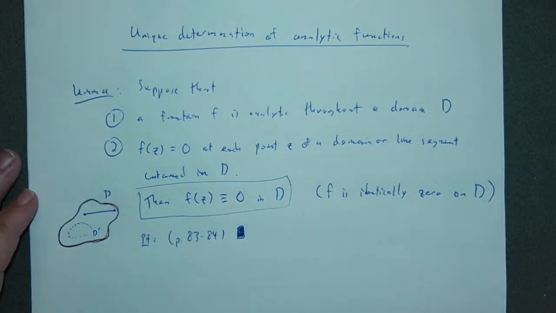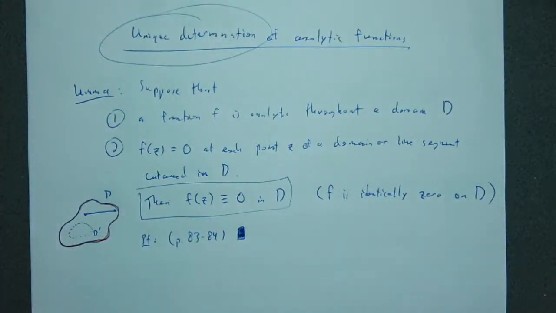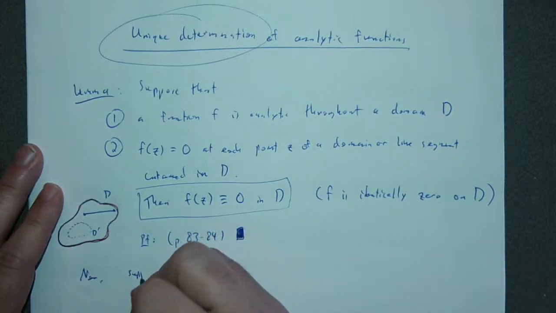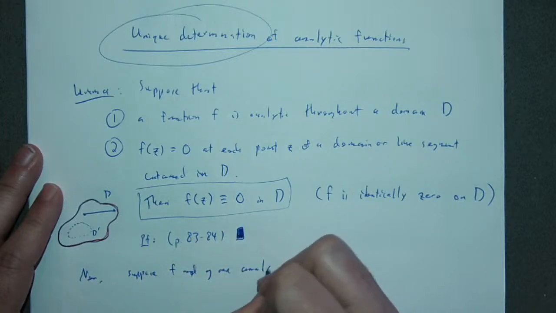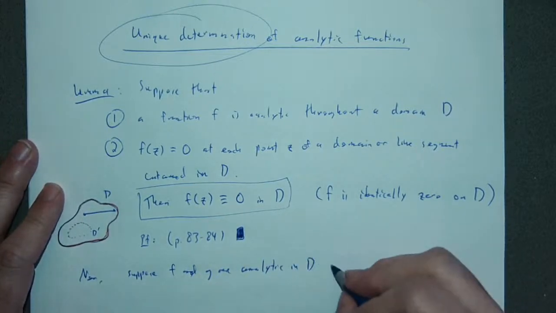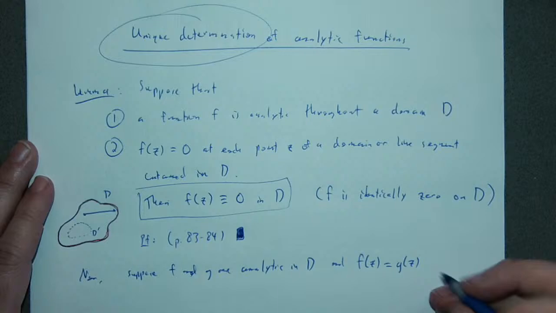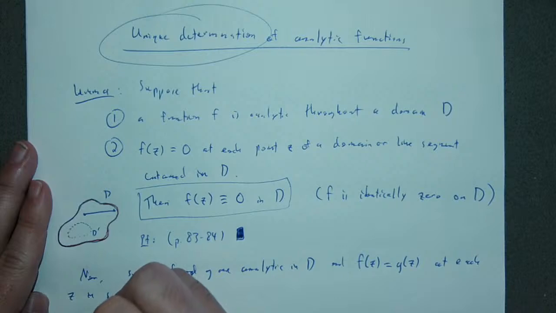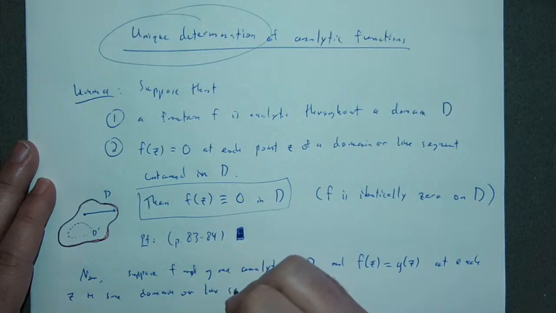So I want to use this lemma to talk about the general unique determination of analytic functions. So now, suppose f and g are analytic in my domain D, okay, and f of z is equal to g of z at each z in some domain or line segment contained in D.